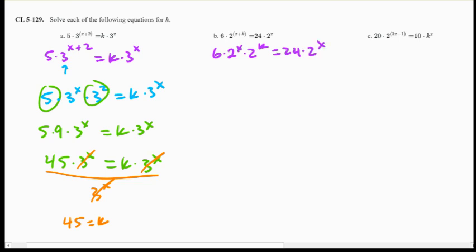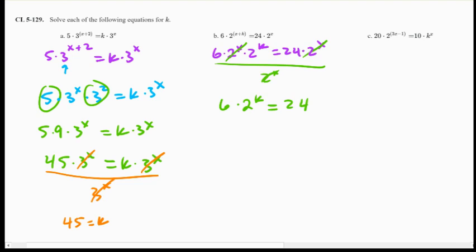Then I'm going to divide both sides by 2 to the power of x, because again, I want to get rid of that variable here. So divide both sides by 2 to the power of x, because that will get rid of this. It will also get rid of that. Leaves me with 6 times 2 to the power of k equals 24.